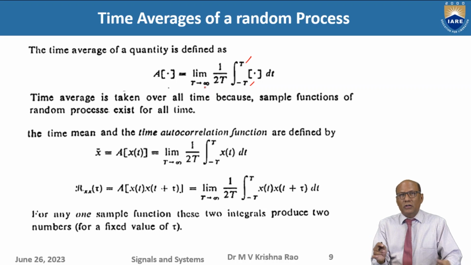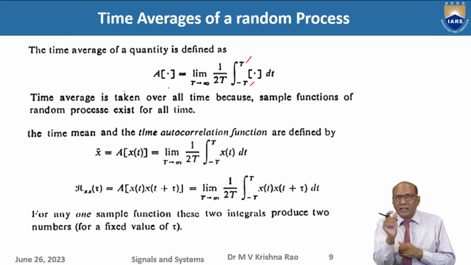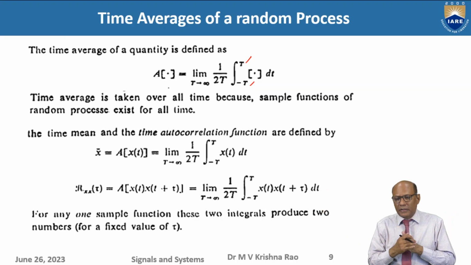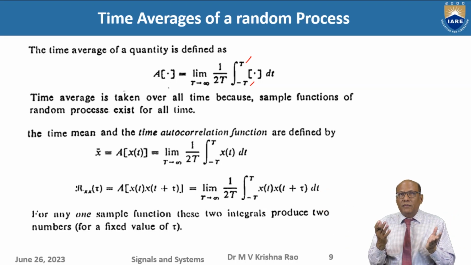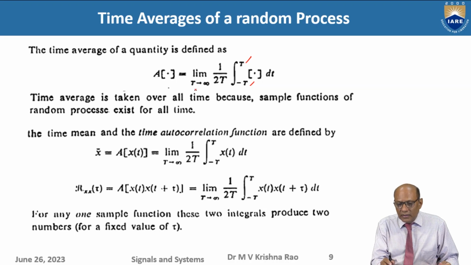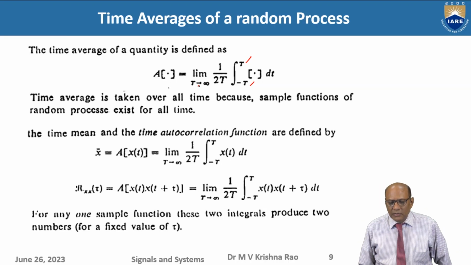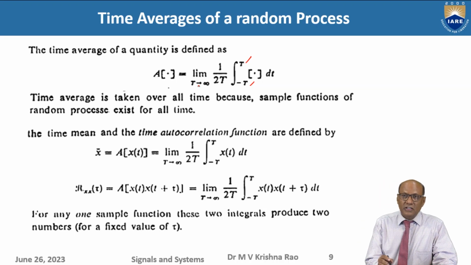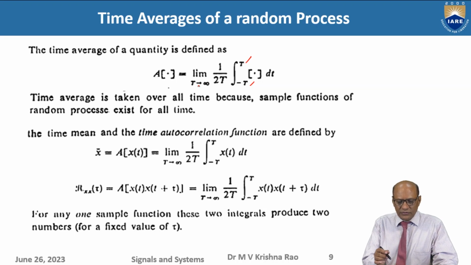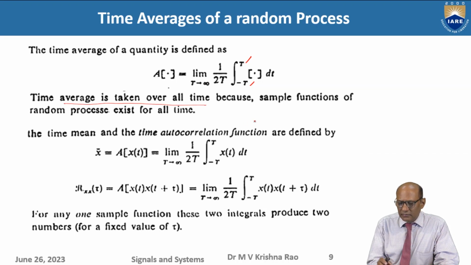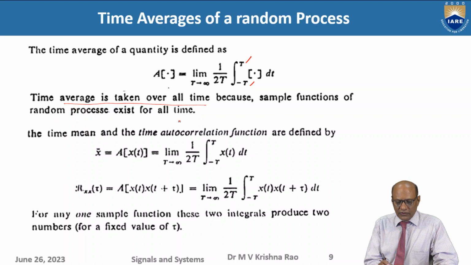T tends to infinity. That means you have to take it as large as possible, because your time function spans infinite duration. If you just take small t, then it reflects the local properties. It won't reflect the global properties. So you should take t as much as possible, but definitely you cannot take infinite. So it is a limit. Asymptotically, the time should be large. Time should be infinite, but you cannot go for infinite, and that's why we use limits. The definition in terms of limits we will use. So the average is taken over all time, because sample functions exist for all time, that is, from minus infinity to plus infinity.